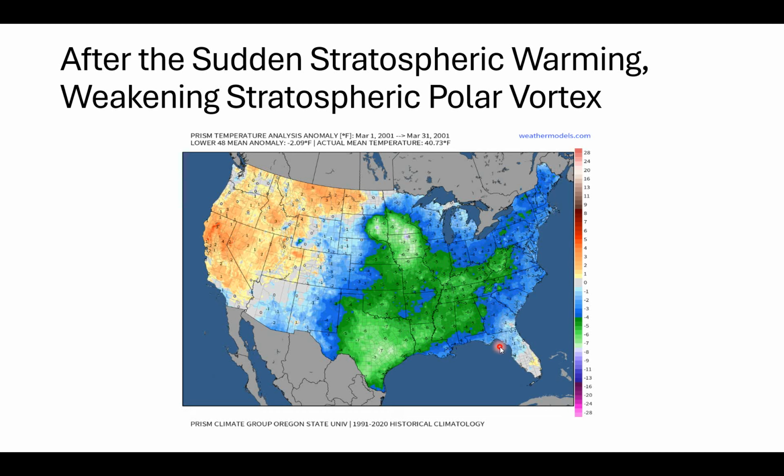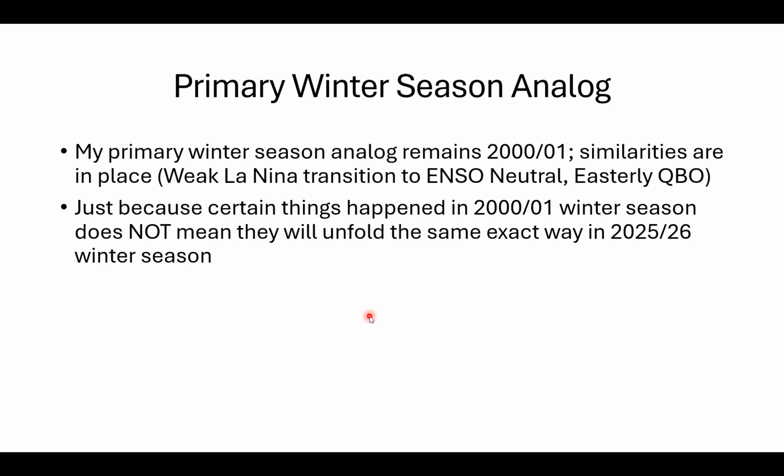So what I'm getting at here is research has shown it. Dr. Judah Cohen has shown it in his research. It's usually about a 30-day lag between a sudden stratospheric warming event, the weakening vortex, and the surface reflections across the eastern and central U.S. So my primary winter season analog still remains strongly entrenched in the 2001 winter season.